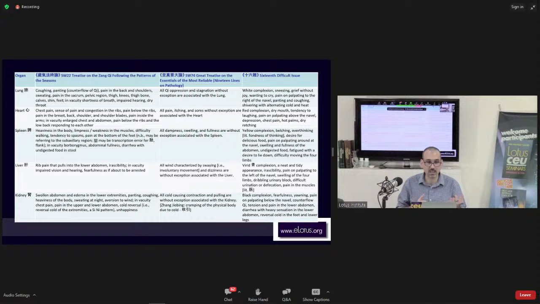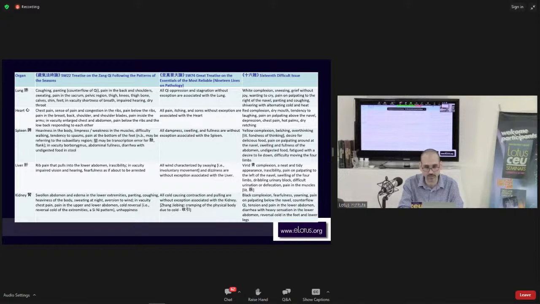And I gave you the sources because I like to go back to, I mean, modern textbooks are great, but I think going back and reading it in the original context is very useful. So we have quotes here from the Suwen, from the Nanjing, et cetera. Okay. This again, you just go back and read by yourself.